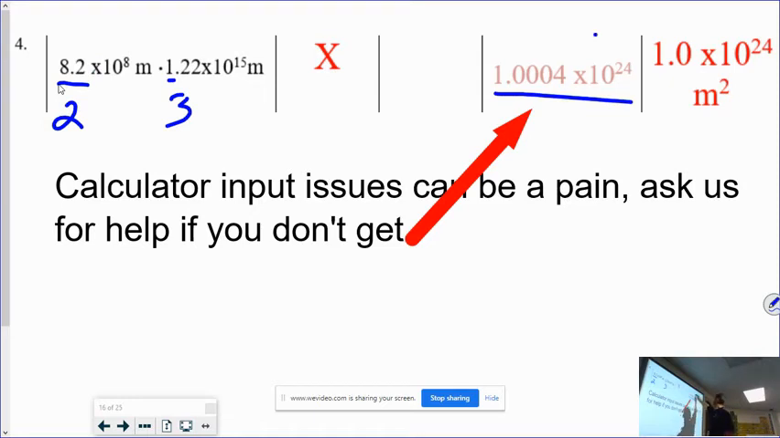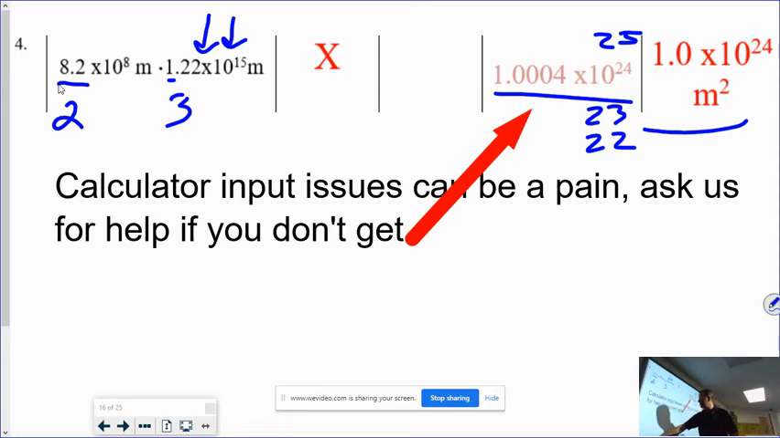If you get it to the 25th or the 26th or the 23rd or the 22nd, if you're always off by just a couple factors of 10, it's because you're actually hitting a multiplication sign rather than actually punching in a 10 into your calculator, which is causing you the issues. So with this one, our answer can only have 2 significant digits, and that is exactly what I have right there. So if you are having issues with calculator input, please talk to us.